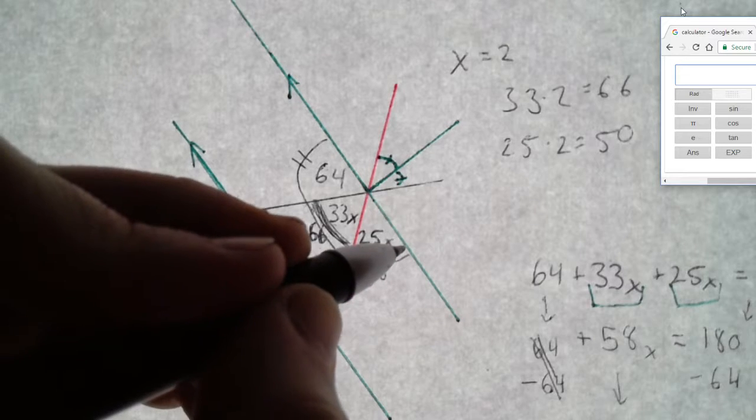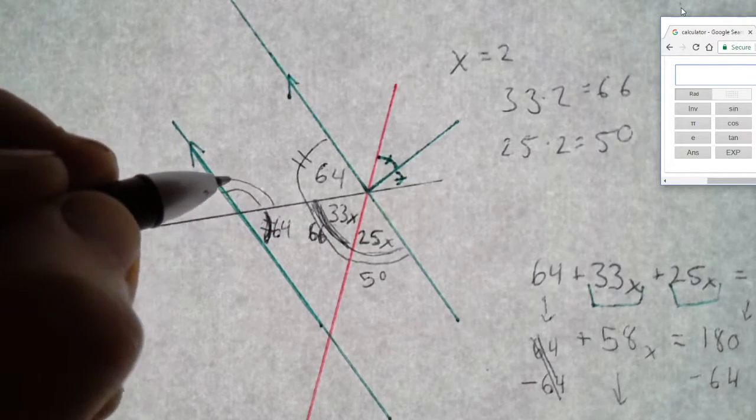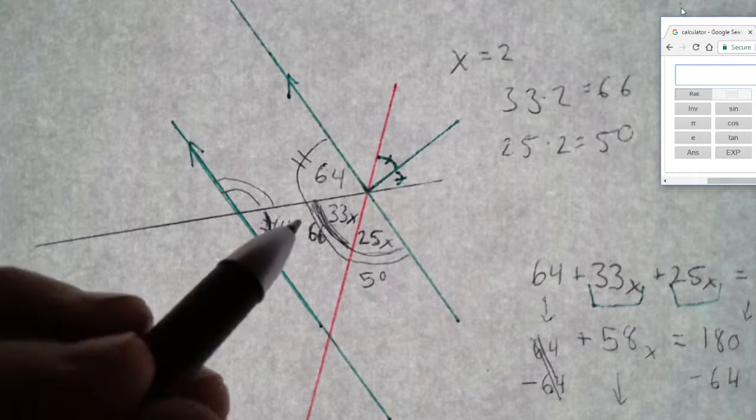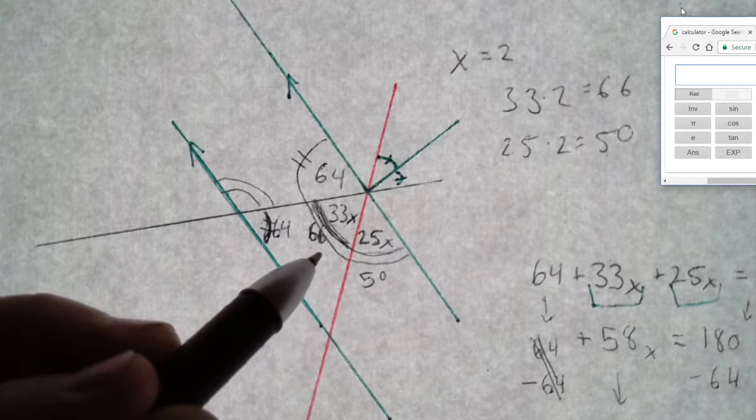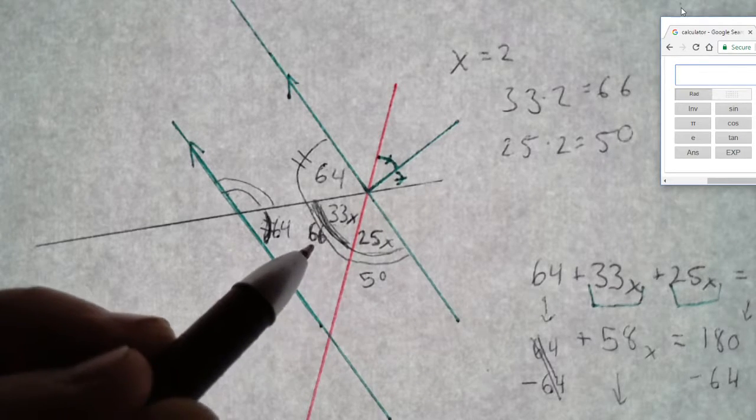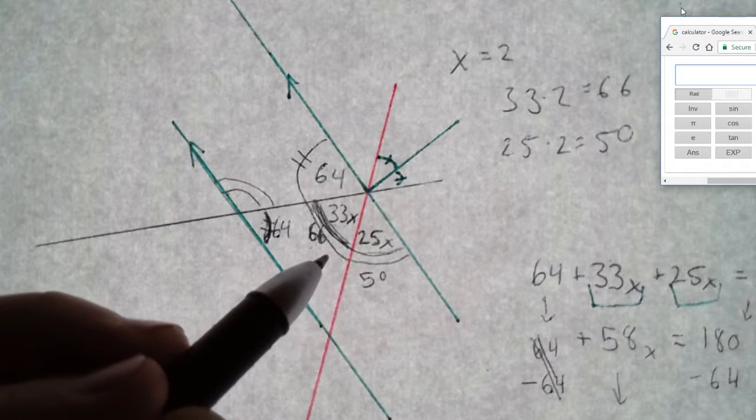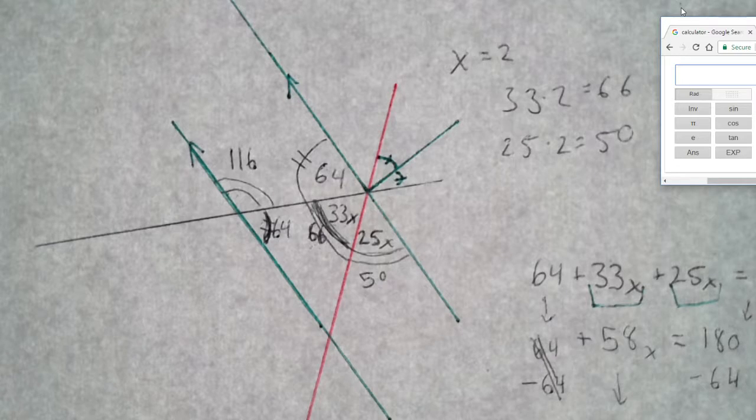I've got to continue all the way over this way to get the alternate interior angle to this guy. So I couldn't say that this angle is 66. Instead, it has to be both of these together. 66 plus 50 is 116. This has to be 116.